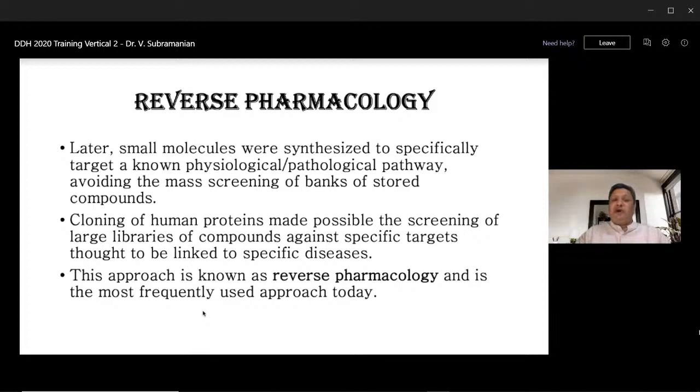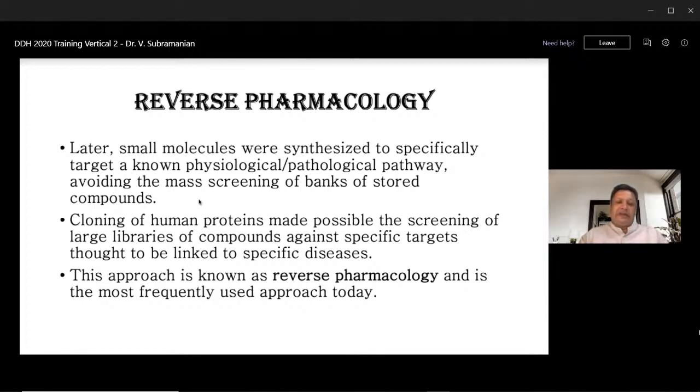Later, the small molecules were synthesized to specifically target a known physiological and pathological pathway. Earlier to this, as I told you, a number of libraries were made by organic chemists, and those libraries were used randomly to screen for the drug targets, and we were selecting a few of those molecules which had some affinity to those receptors, and they had some efficacy too. But this approach required a number of chemicals to be synthesized and then screened, so a lot of chemical synthesis was required in this exercise.